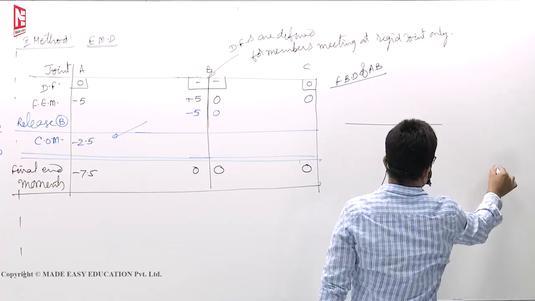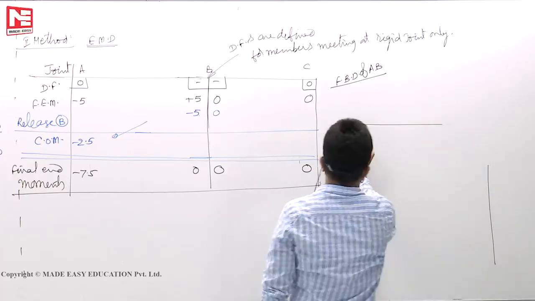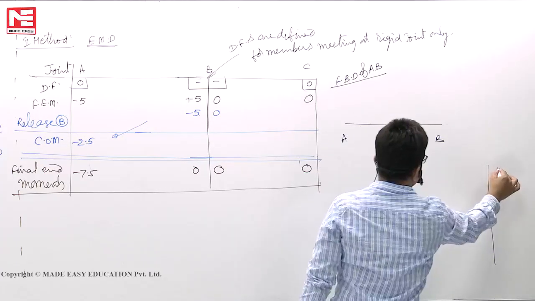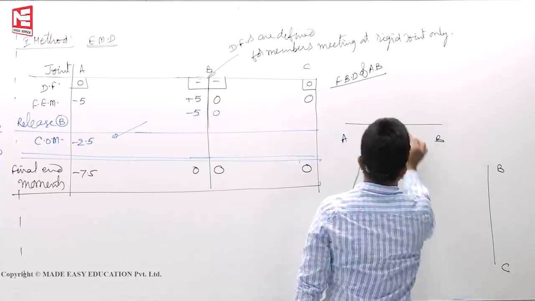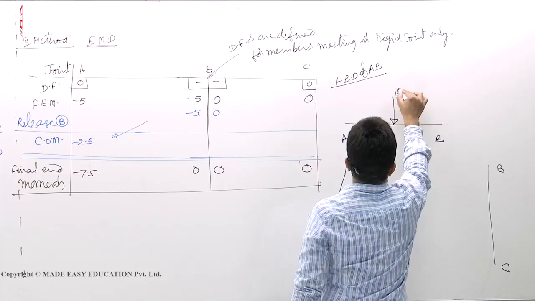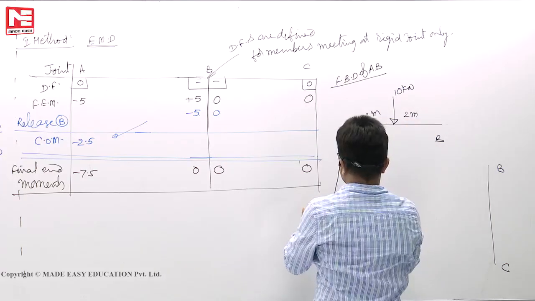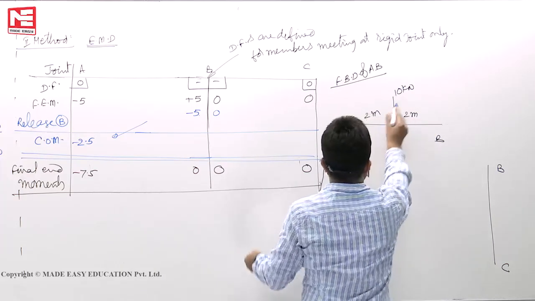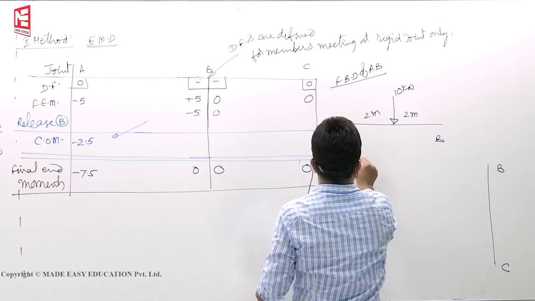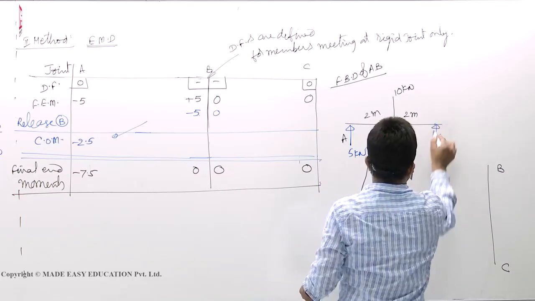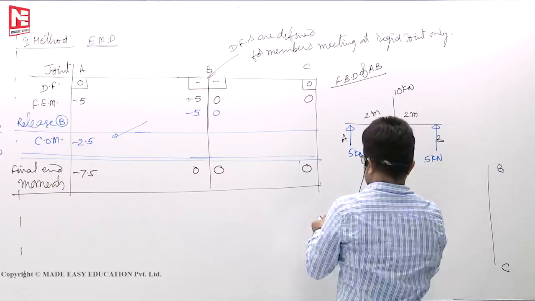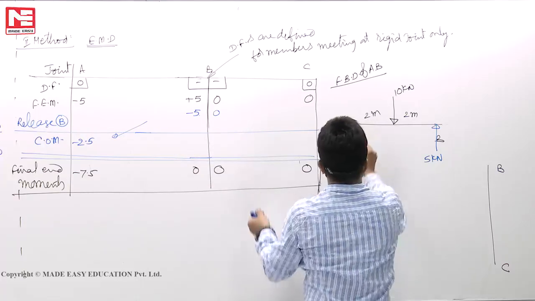AB if you show, then BC also if you want you can show like this. A, B, C. There is a downward load of 10 kilonewton, 2 meters, 2 meters. Now you see, due to the 10 here the reaction is 5. Here also the reaction is 5. There is a moment of minus 7.5 here.